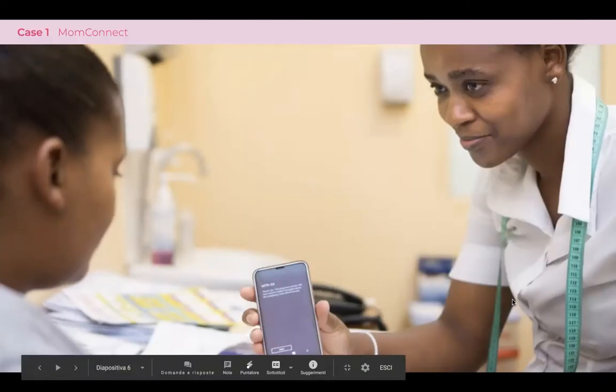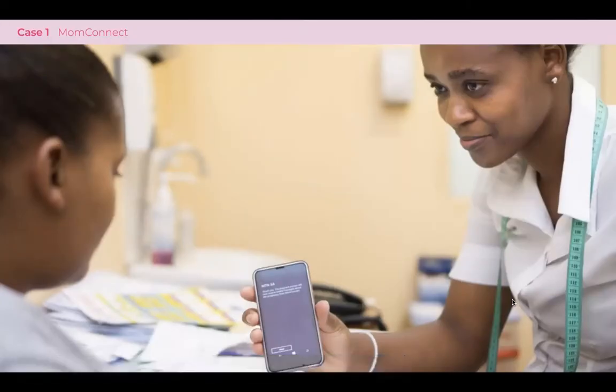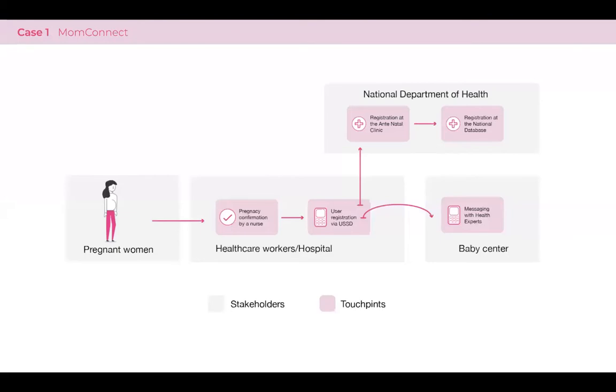Mom Connect is a platform that aims to support maternal health using cell phone technologies. Women can go to the clinics, and once their pregnancy is confirmed by the nurse, they can register to the service, and they will receive SMS about their pregnancy. At the same time, they're registered to a clinic, but also to the national database.